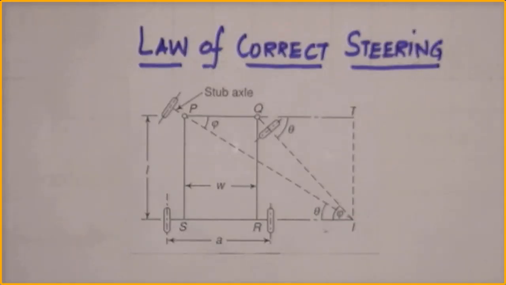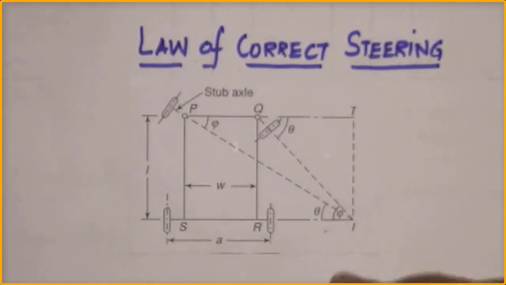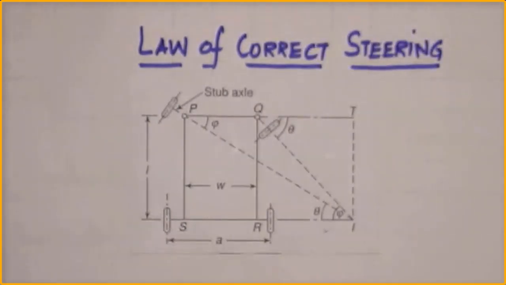Let us now get into the geometry and deriving the equation of correct steering mechanism. It actually does not matter whether your vehicle is taking a left or a right turn. In this figure, P, Q, R, S is the chassis of the vehicle. S and R are the points on the rear side of the vehicle. P and Q is the front side. And in this particular diagram, it is assumed that the vehicle is taking a right turn.